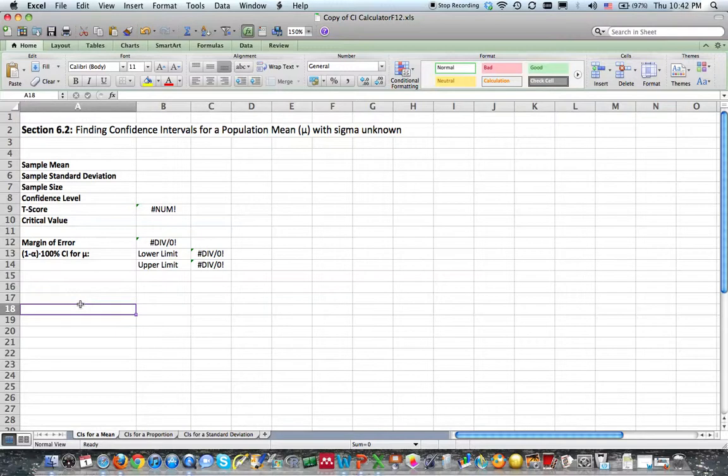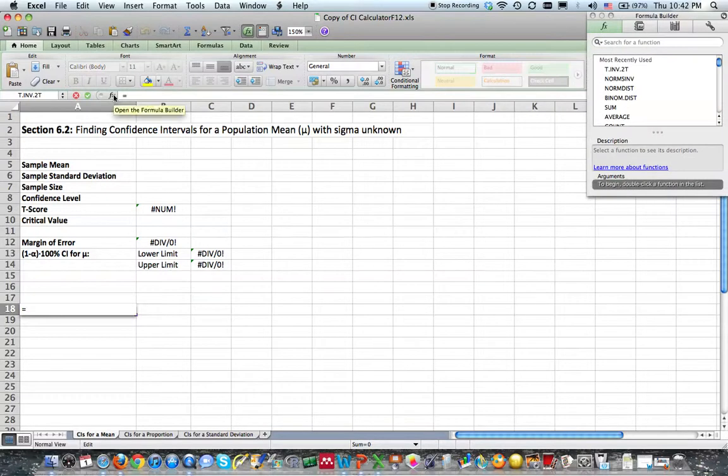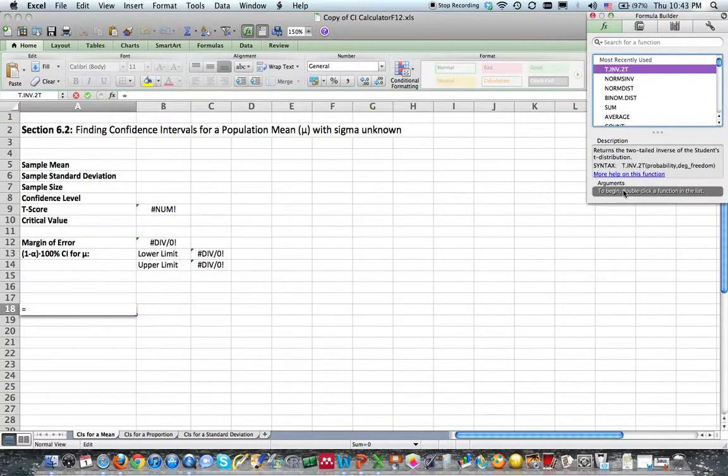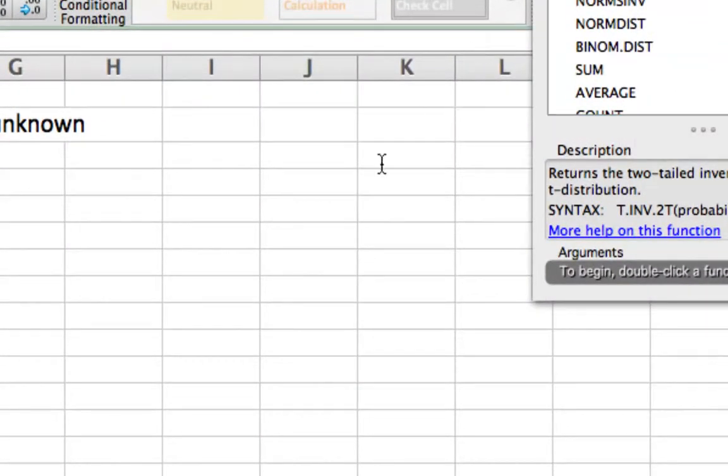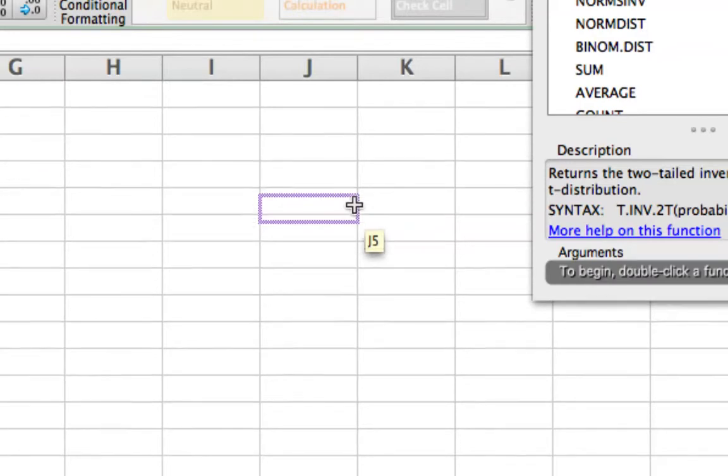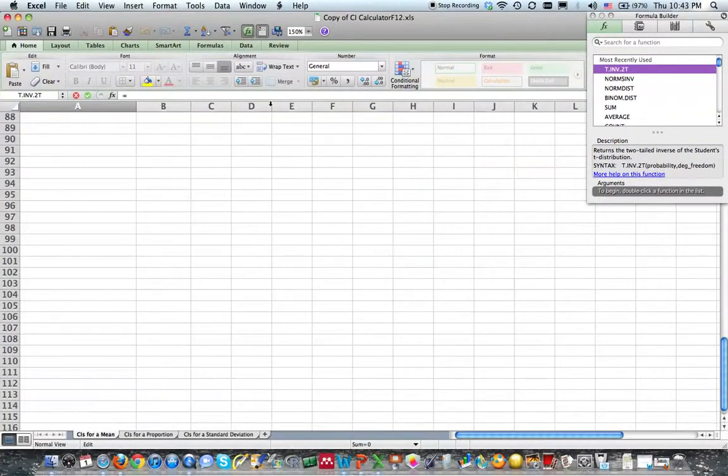So to find the critical value, we need to go in here to function. We need to find t.inv.2t, and I can zoom in on that for just a little bit, I think. Oh, hold on. So I can't really zoom in very well, so I'm going to take this back out. Oh, are you serious? Okay.